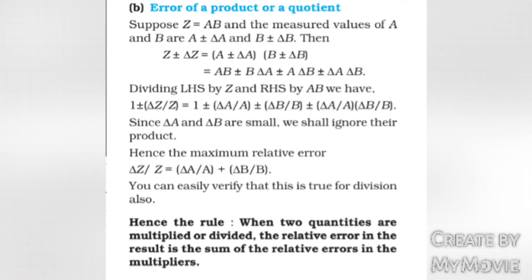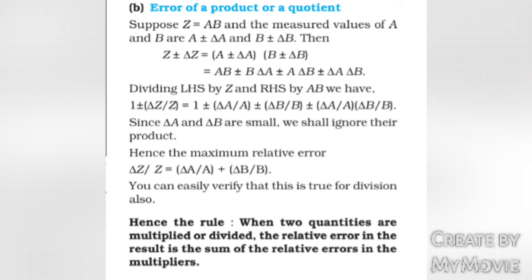B. Errors of a product or a quotient. Suppose Z equals A into B, and the measured values of A and B are A ± ΔA and B ± ΔB. Then Z ± ΔZ equals (A ± ΔA) into (B ± ΔB), which is equal to AB ± B ΔA ± A ΔB ± ΔA ΔB. Dividing LHS by Z and RHS by AB, we have 1 ± ΔZ/Z equals 1 ± ΔA/A ± ΔB/B ± (ΔA/A) into (ΔB/B).